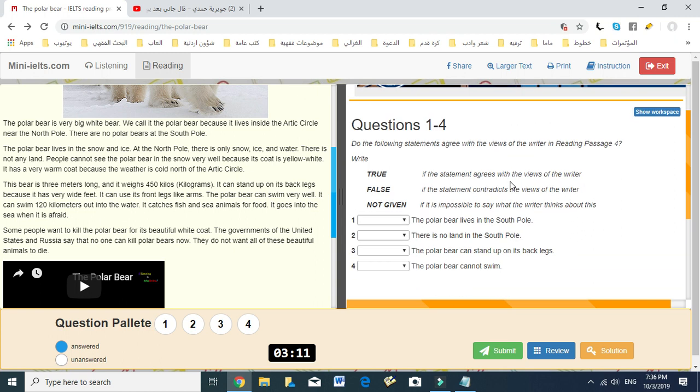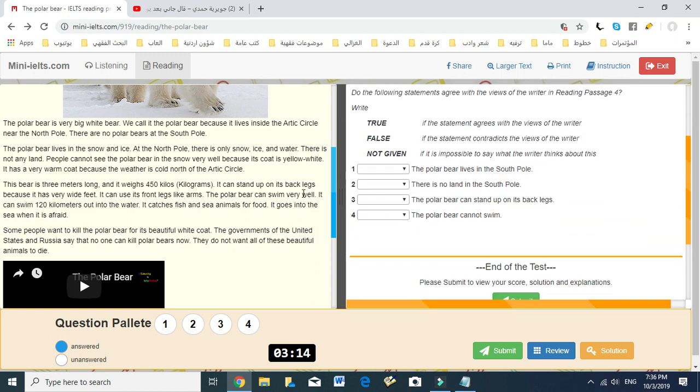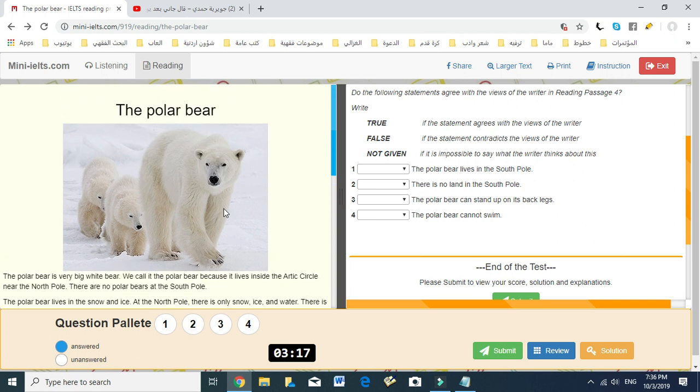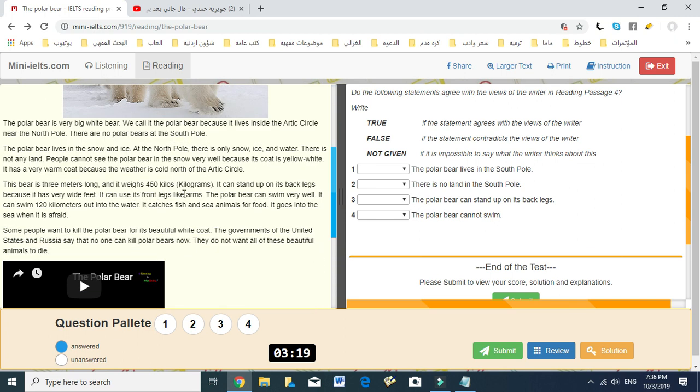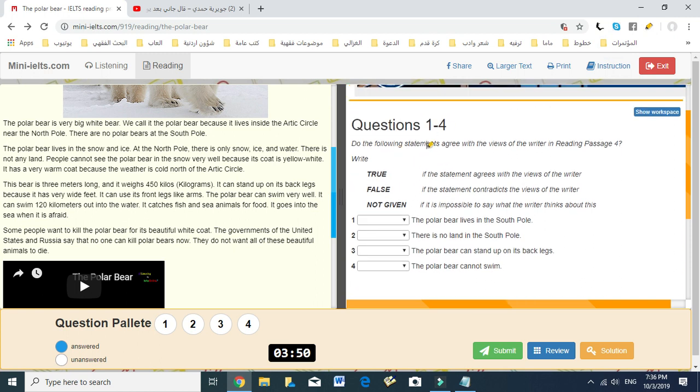As we told before, we go directly to the questions. We don't start reading the passage. No. If you start reading the passage and you don't know what the questions are about, then this is just a waste of time. You should know what the questions are about, so when you are reading, you would know what you are looking for. Okay, let's start with the questions.